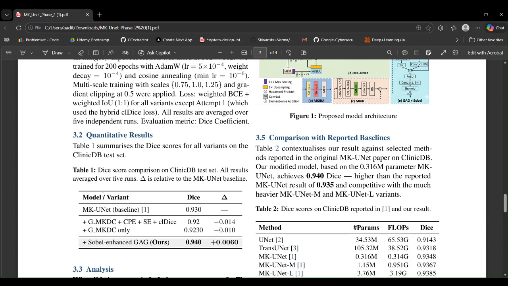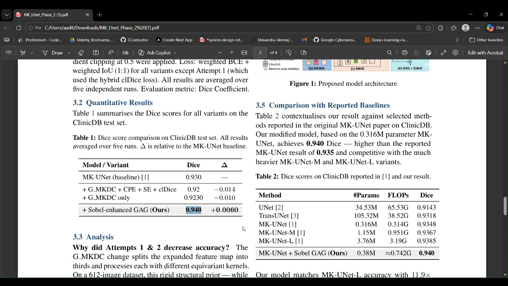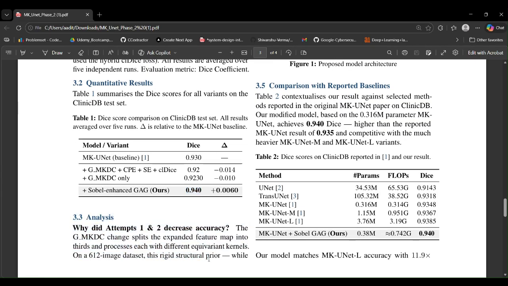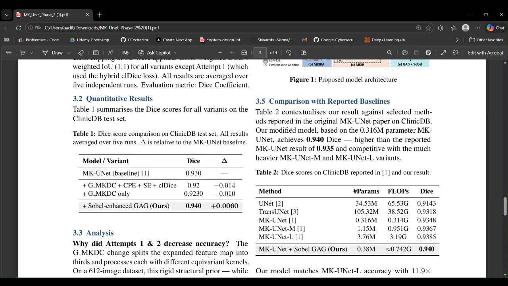So here are the results. We have 0.93 as the baseline. Then we have 0.94 as an improvement. Then this is our analysis of why attempts 1 and 2 decreased accuracy.